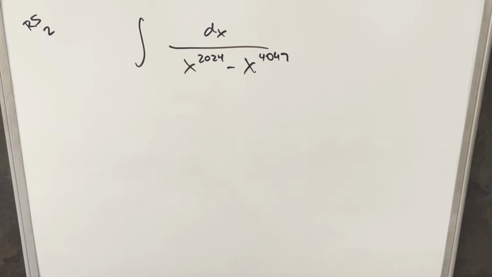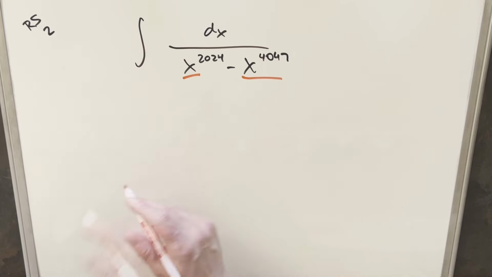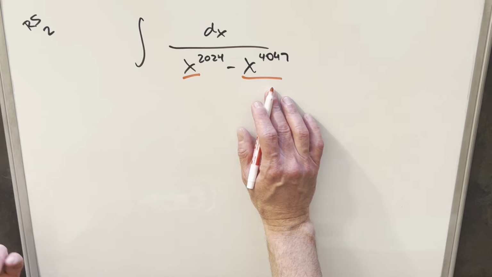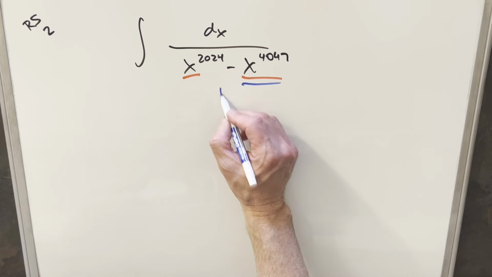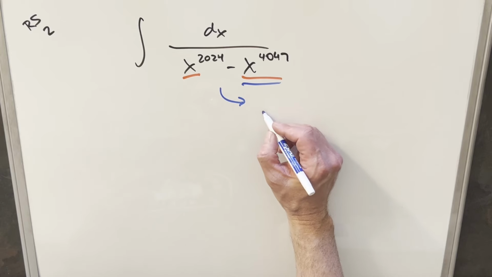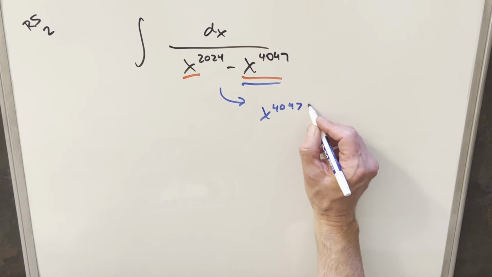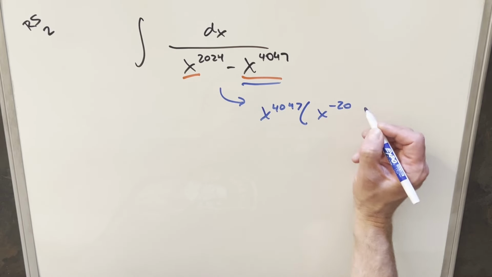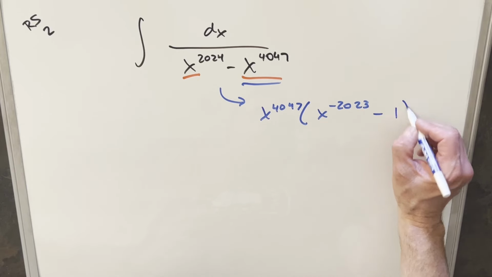Okay, now for my first step here, what I want to notice is clearly we can factor something out of the denominator. The only question is, do we factor out x to the 2024 or do we factor out x to the 4047? Well, I want to factor out the x to the 4047, and we'll see why in just a second. So let's just do this. If I factor out the x to the 4047, this first term here is going to become x to the minus 2023, and the second term is just going to be a minus 1.